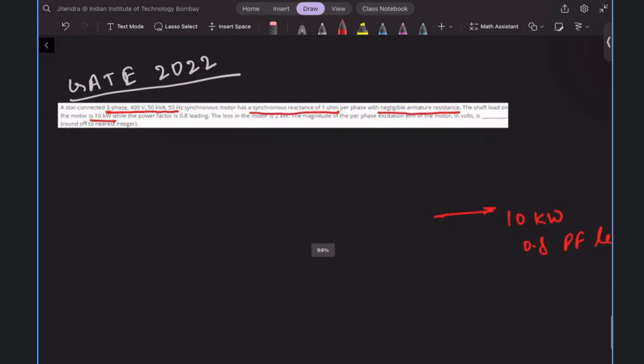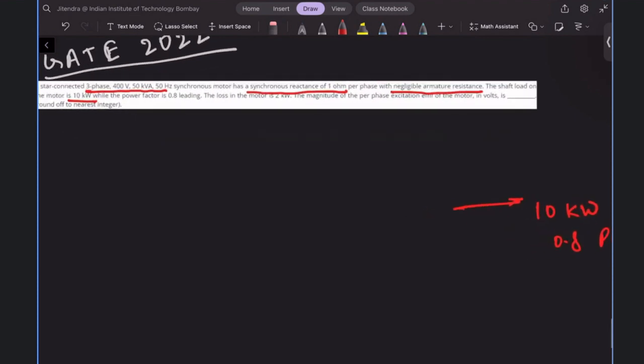Now, the loss in the motor is provided as 2 kilowatt. Okay. EF per phase we have to find out. So what should be our approach for this particular problem?